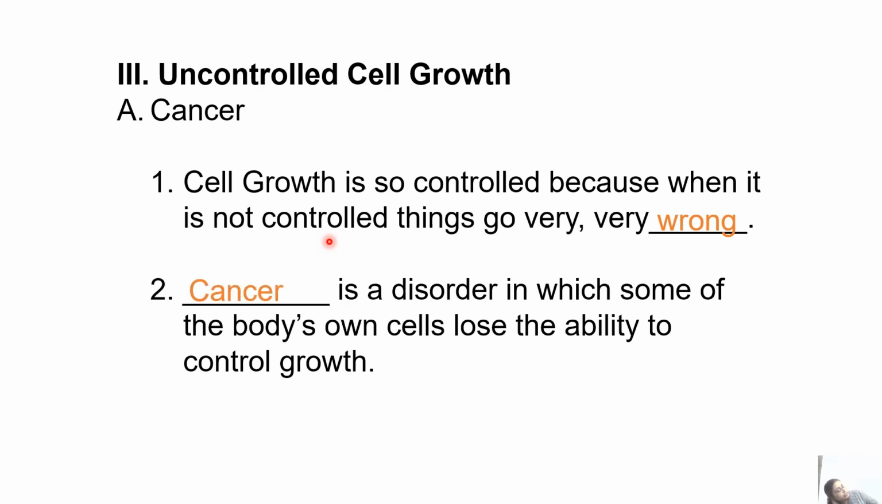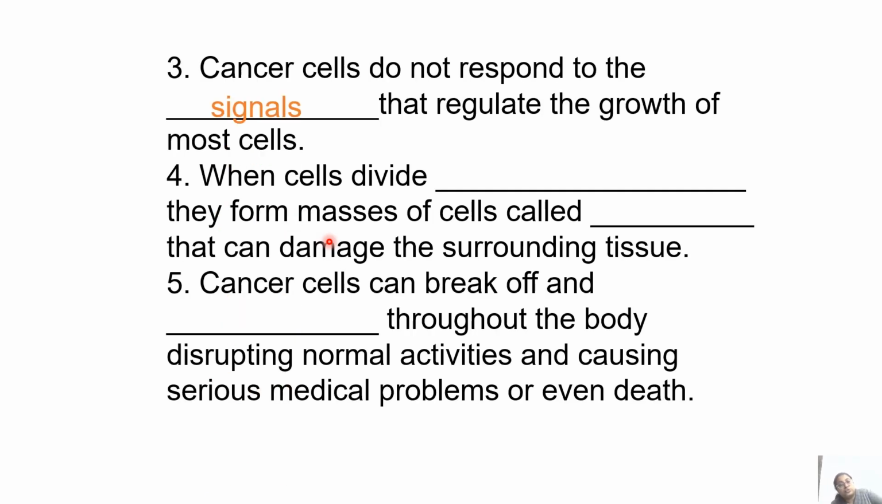Cancer is a disorder in which some of the body's own cells lose the ability to control growth. They do not respond to the signals that regulate the growth of most cells, and when cells divide uncontrollably, they form masses of cells called tumors that can damage the surrounding tissues. And these cancer cells can break off and spread throughout the body, disrupting normal activities and causing serious medical problems or even death.